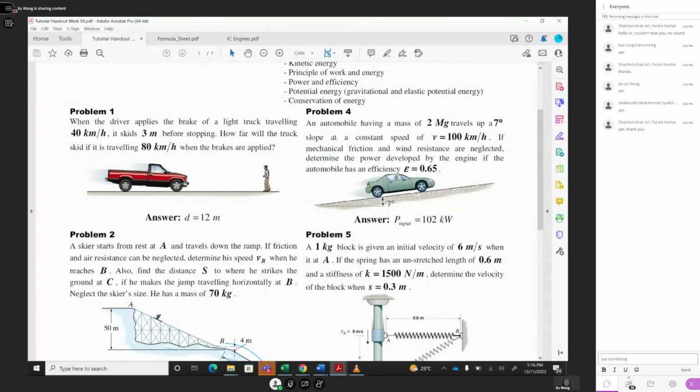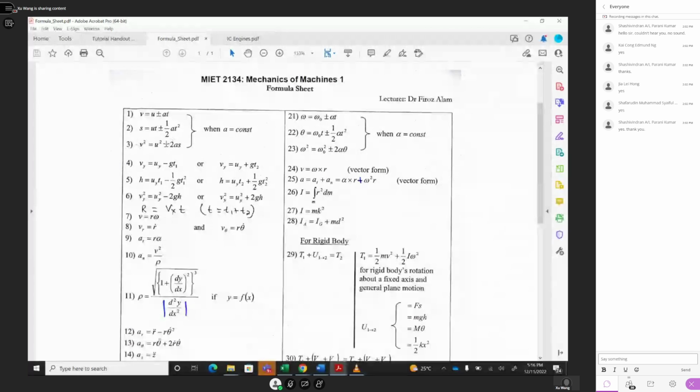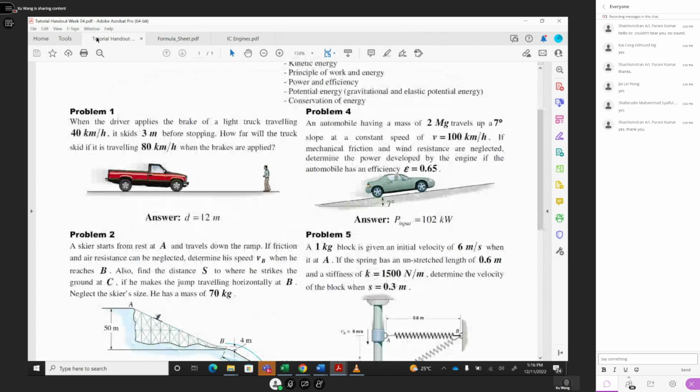Then the stop distance. What formula should you use? Deceleration. You should use this formula. The end speed equals 0. Initial speed U squared, and this should be minus because of deceleration. And here the stop distance should be U squared divided by 2A. Stop distance, you use this formula. Okay, so then how far?